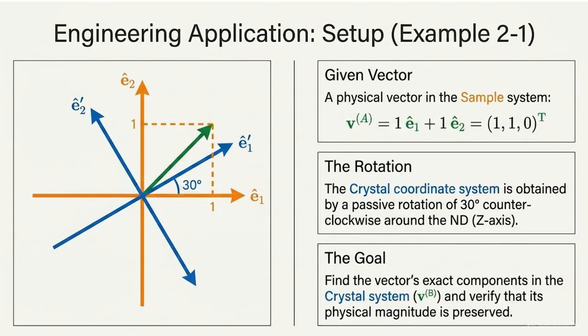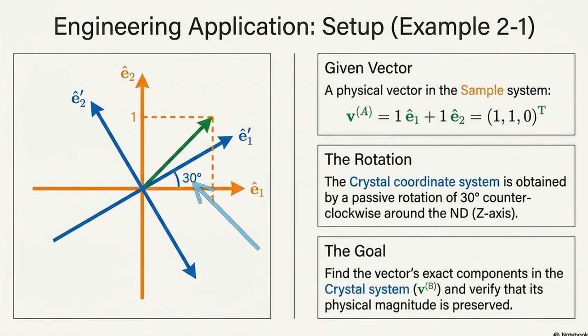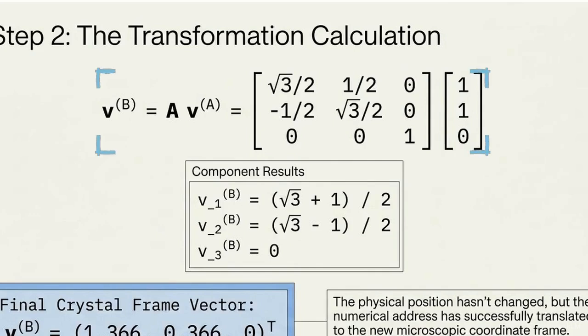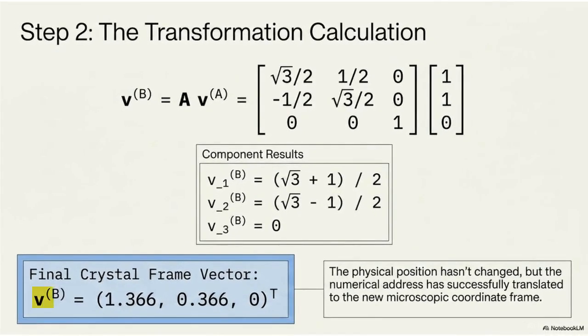Let's put this into a practical engineering setup. We start with a known physical vector in the sample system, mapping out to coordinates 1, 1, 0. Our goal is to passively rotate our perspective by exactly 30 degrees. We plug that 30-degree angle into a standard two-dimensional rotation matrix. By calculating the sine and cosine, we generate the specific numerical values required to populate the matrix. To translate the vector, we multiply this final rotation matrix by our original sample vector. The output yields the precise numerical address of that force, now mapped relative to the crystal frame.